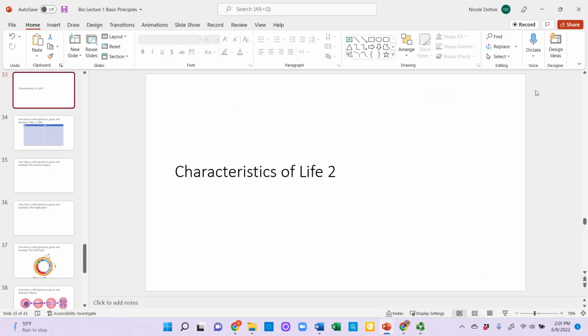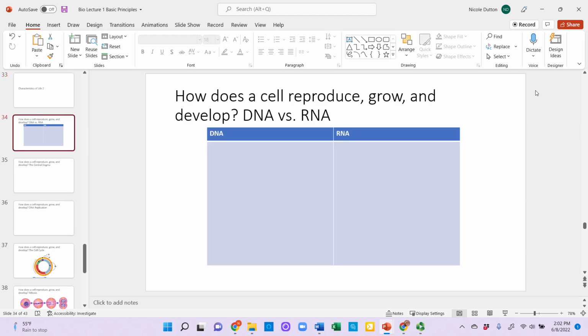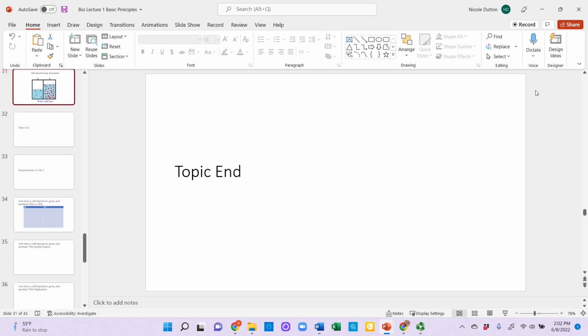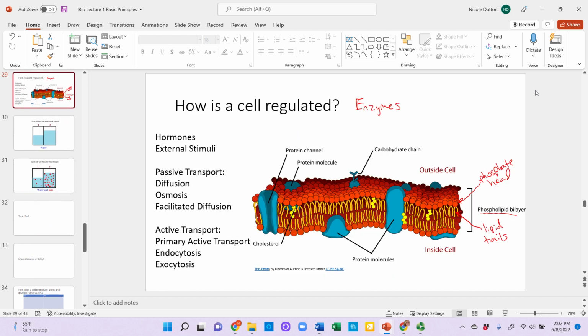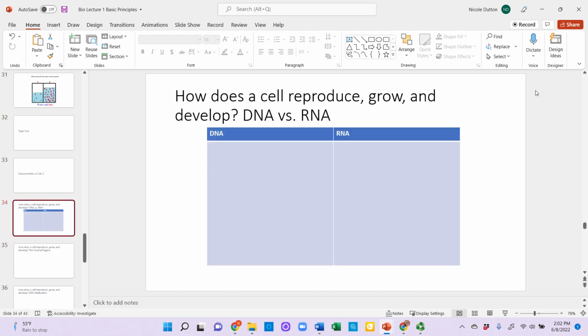Okay, so we're going to continue going through the different characteristics of life. Last time we left off on the cell transport mechanisms, and now we're going to move on to how does a cell reproduce, grow, and develop. And in order to understand this conversation, we need to go back to the basics of what genetic material is.